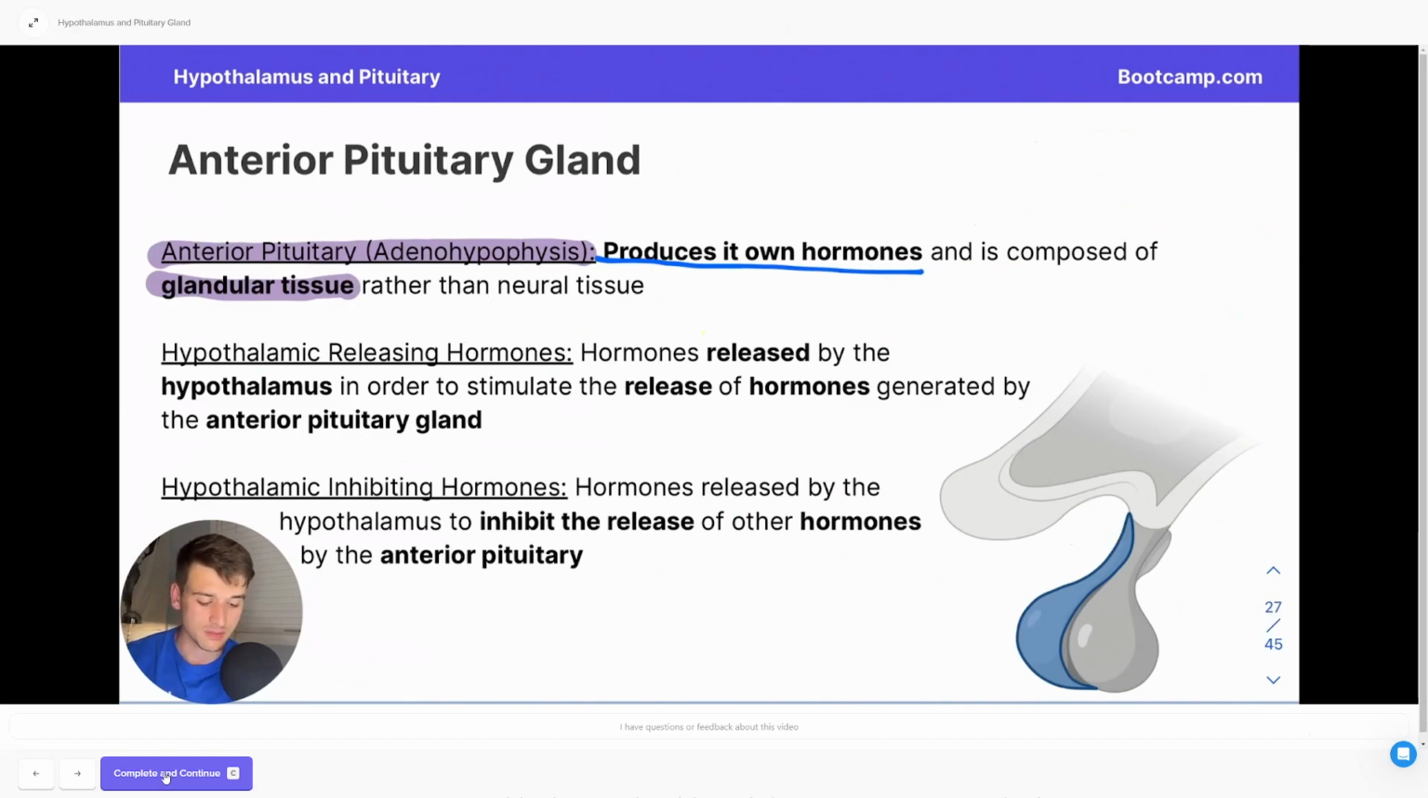It still relies on the hypothalamus to be stimulated and release the hormones that it produces itself. And so we have two separate categories of hormones that the hypothalamus is capable of releasing in order to stimulate the anterior pituitary gland one way or the other. The first is known as hypothalamic releasing hormones. If one of these hormones reaches the anterior pituitary gland and stimulates it, we're going to release the hormones that the anterior pituitary gland generated. Hypothalamic inhibiting hormones, on the other hand, are the exact opposite. If one of these hormones were to reach the anterior pituitary gland from the hypothalamus, the result would be the inhibition of release of the hormones produced by the anterior pituitary gland.